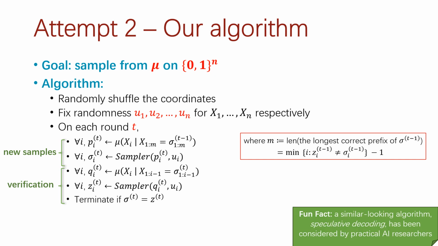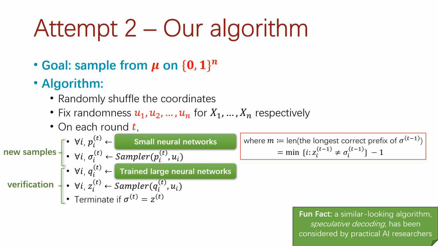A fun fact about our algorithm is that a similar-looking algorithm, speculative decoding, has been considered by practical AI researchers to parallelize the sampling of neural networks. In the step where we generate new samples, they use some smaller neural networks for predictions. While in the step where we verify correctness, they turn back to the large neural networks that are trained for the tasks.